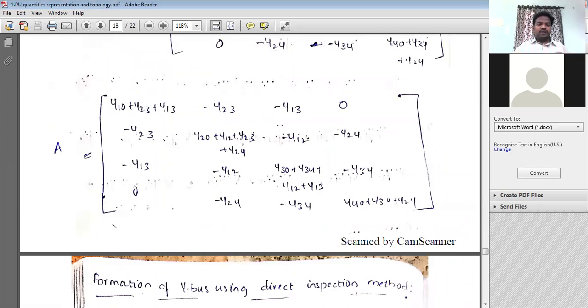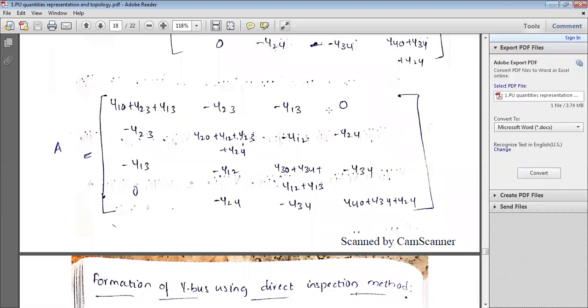So A is equal to Y10 plus Y23 plus Y13 minus Y23. The size of A is 9 by 4, so A transpose is 4 by 9. So 4 by 9 multiplied by 9 by 9, which is further multiplied by 9 by 4. Finally, your answer will be 4 by 4. The final matrix Y bus is 4 by 4. So this is the final answer. Just wait a moment. Please note down the answer.